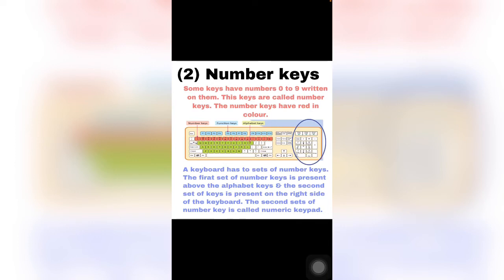A keyboard has two sets of number keys. Yes, it has two sets of number keys. One set of number keys is above the alphabet keys, and the second set of number keys is present in the right side corner of the keyboard. This second set of keys is called a numeric keypad, and the ones above the alphabet keys are called number keys. Okay, these are the two sets of number keys. First one is above the alphabet keys, and second one is in the right corner of the keyboard.